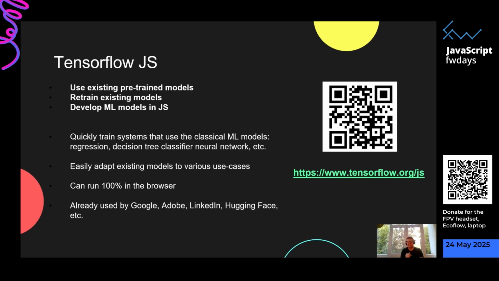We'll be quickly training systems that use classical machine learning models: regression, decision tree, classifier, neural networks. You can easily adapt existing models that are trained on large-scale computers in Python, or whatever other languages, and adapt them to JavaScript, and run them 100% in the browser. Yes, you heard it right. You can run a machine learning algorithm 100% in the browser, no server, no Python, no other libraries, nothing. Just an HTML and JavaScript file. That's all. It's already used by Google, Adobe, LinkedIn, Hugging Face, and a lot of other companies. I won't even be getting into the subject.